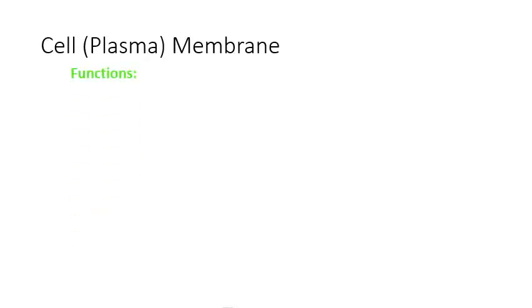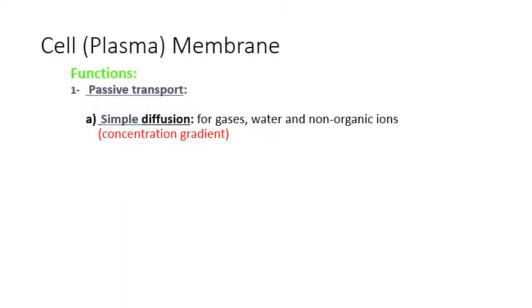What is the function of the cell membrane? The main function of the cell membrane is transport. We have many types of transport. The first is passive transport. What is the meaning of passive? It does not need energy. It moves with the concentration gradient, from high concentration to low concentration.